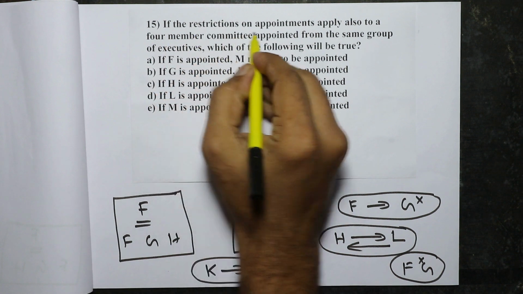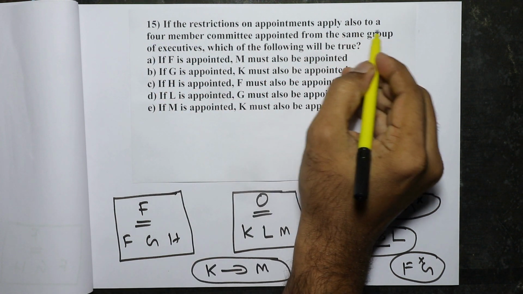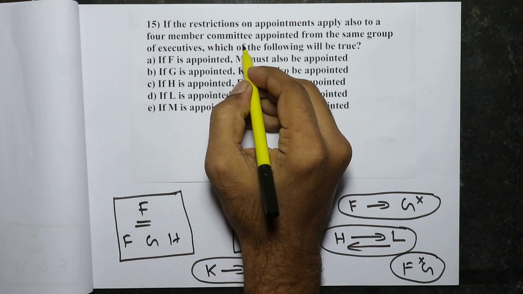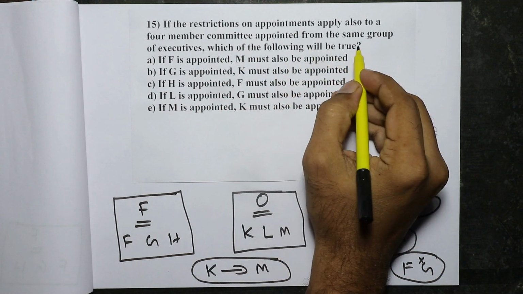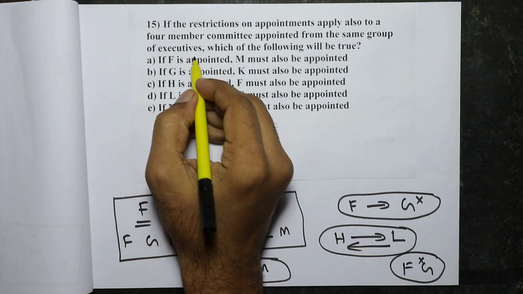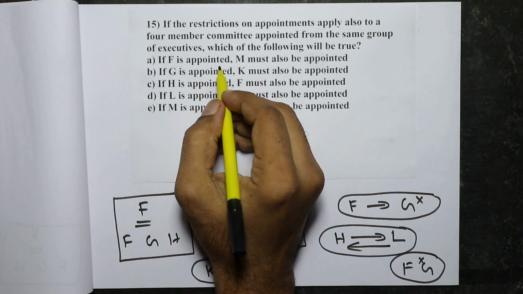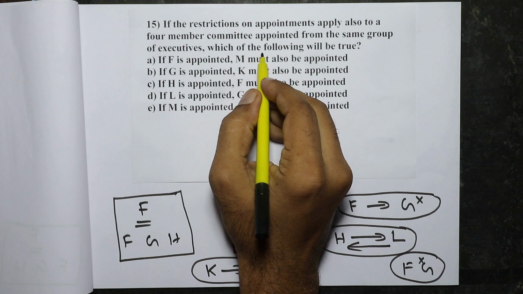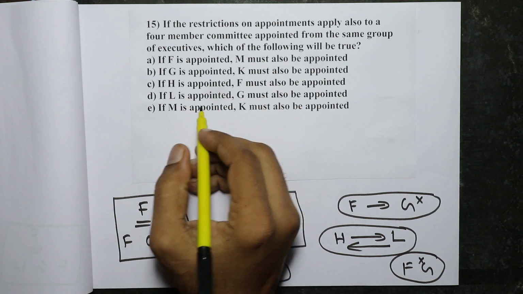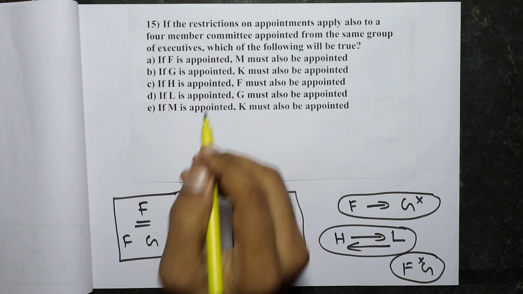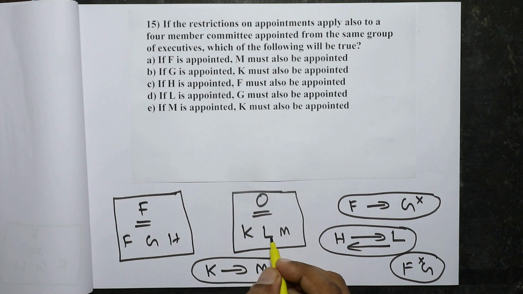If the restrictions on appointments apply also to a 4-member committee appointed from the same group of executives, which of the following will be true? So you are going to form a committee of 4 people, which means altogether 6 people are there. So 2 will be omitted and 4 will be selected.